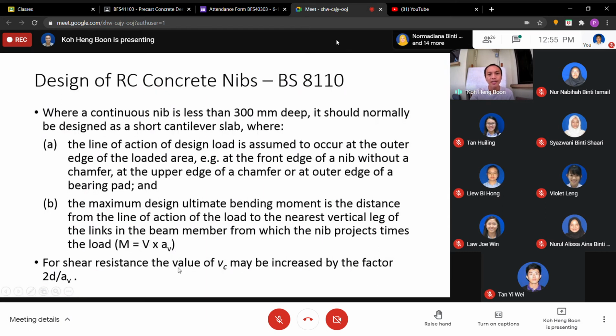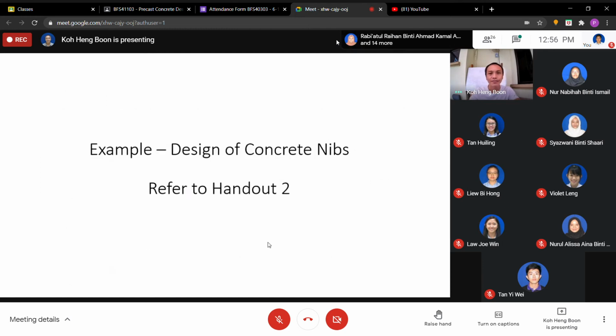For shear resistance, how to calculate the value of VC? VC is 0.79 divided by gamma M, multiplied by (100 AS over BD) power 1/3, multiplied by (400 over D) power 1/4, and multiplied by (fcu divided by 25) power 1/3. Maybe we can increase it by 2D over AV.